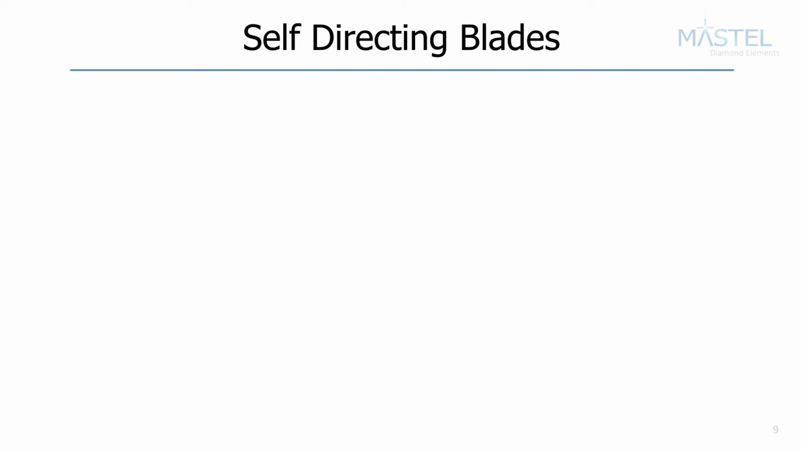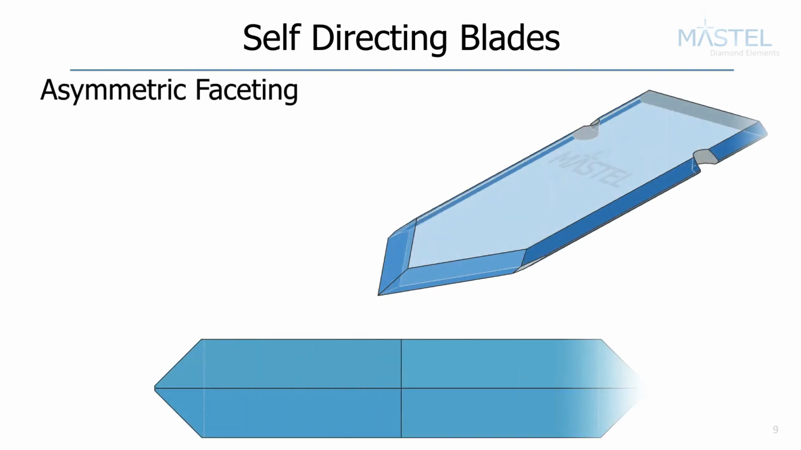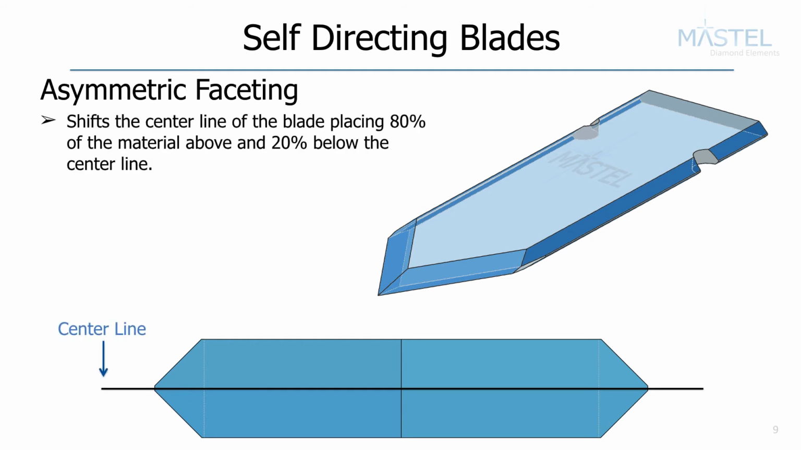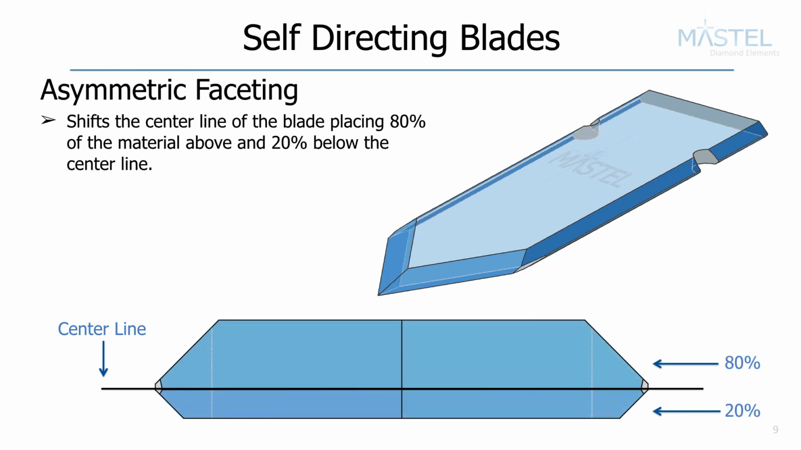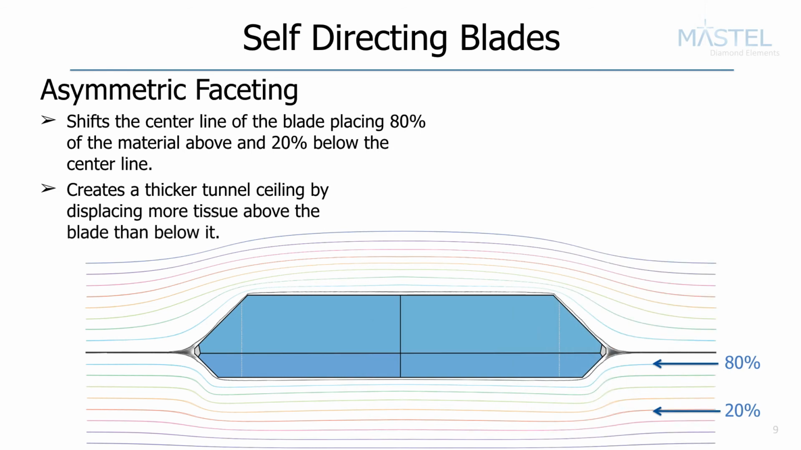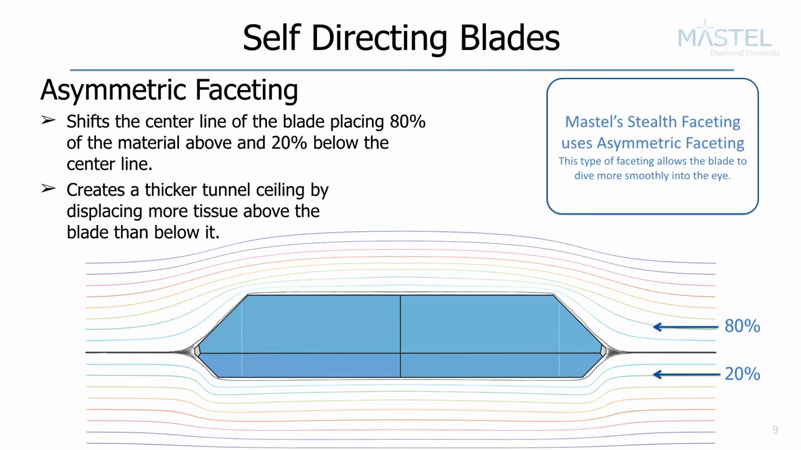Now that we have optimized the blade margins, we can look into creating asymmetric faceting. When looking at a diamond from the front view, asymmetric faceting shifts the center line of the blade. Rather than having 50% of the blade above the center line and 50% below, we'll instead have 80% of the blade above the center line and 20% below. This creates a thicker tunnel ceiling, causing the blade to dive more smoothly into the eye while still maintaining debulked margins. This is mainly featured on Mastel stealth faceted blades.